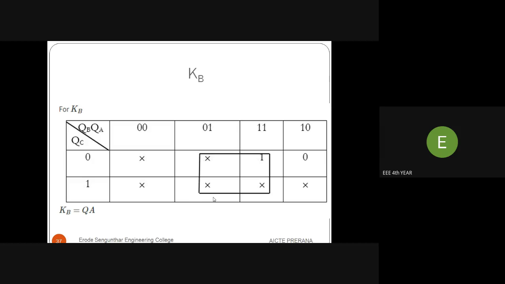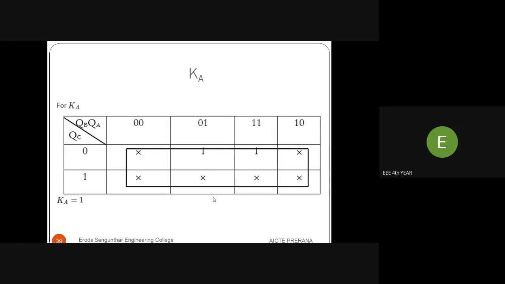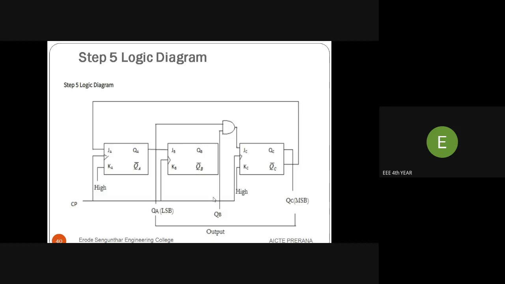This is the K-map for KB mapping. Here X, 1, X, 1, X. The common term is QA, so KB is equal to QA. Likewise, we are deriving the JA, KA, JB, KB, JC, KC values. By using these Boolean functions in the obtained JA, JB, KB, JC, KC values, we can exactly draw the circuit.